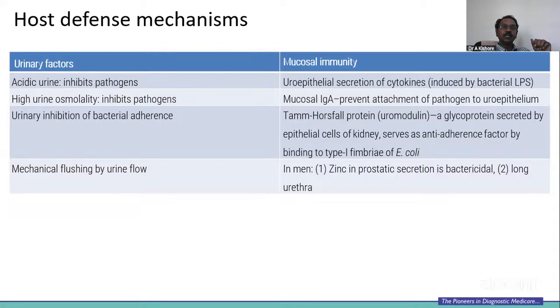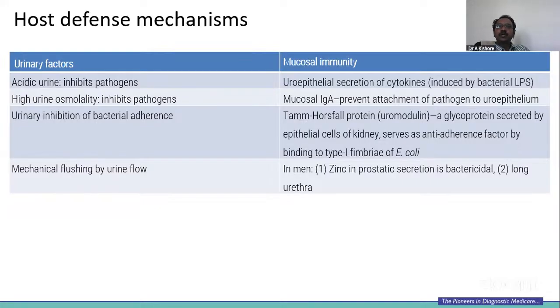And urinary inhibition of bacterial adherence also can lead to a decrease in the quantity of the bacteria that multiply. Mechanical flushing by urine flow. So a fast flow of the urine can throw the bacteria out, flush out the bacteria, and the pili or fimbriae might not help to attach to the urinary epithelium.